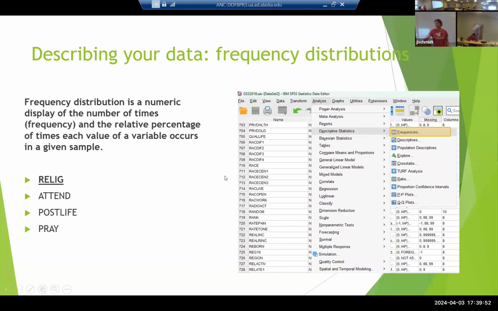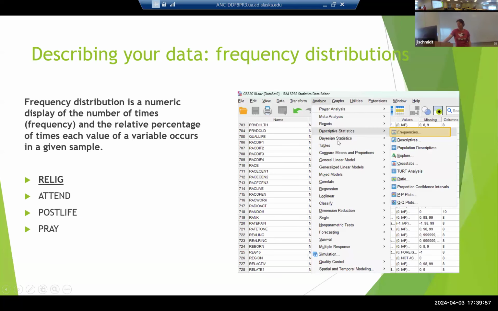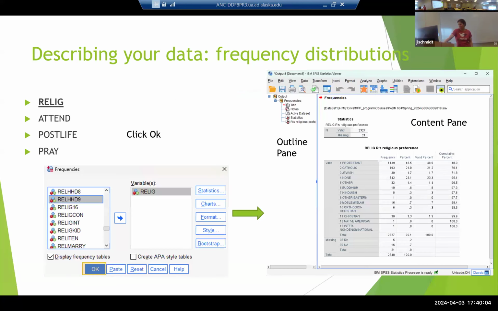All right, so frequencies, and to do frequencies, it's just analysis, descriptive statistics, and you go over to frequencies. As you'd imagine, a frequency just tells you what percent of people responded in the various manners. In this example, 48% of the respondents said that they were Protestant. You'll see the missing values down here. The missing values are not included in your totals. That's proper. That's how it should be.